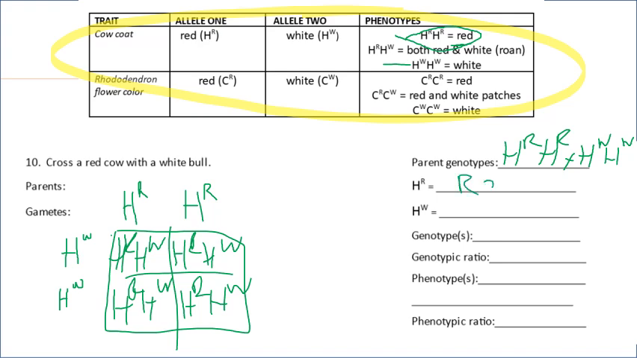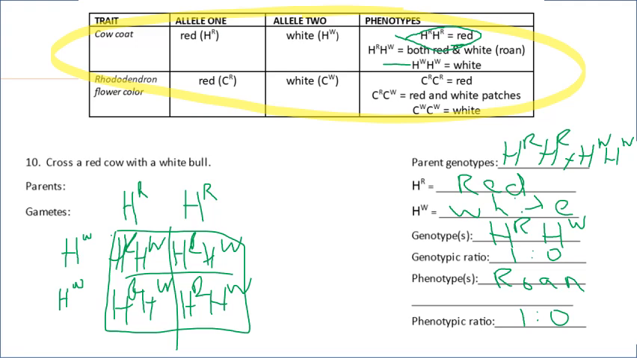Again, this is red. This is white. And this is not a blend. This is not pink. Remember, this is basically like polka dotted cows, and they do exist. We're not making this stuff up. Our genotype is only one, HR, HW, 1 to 0. And the nice thing about this is they are all roan, 100%, 1 to 0. And that is number 10.